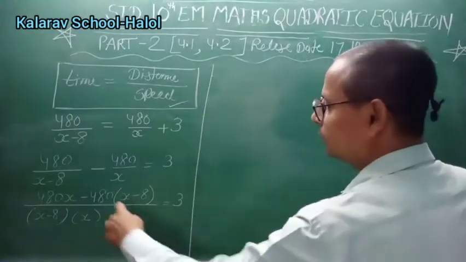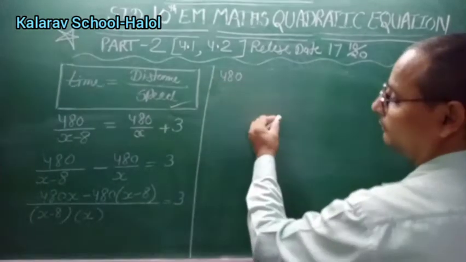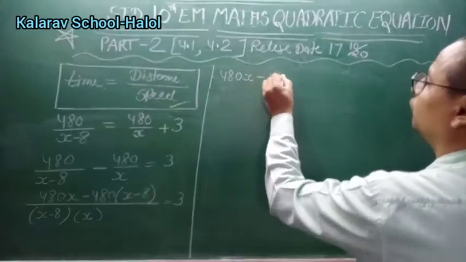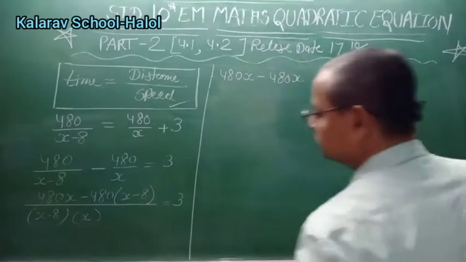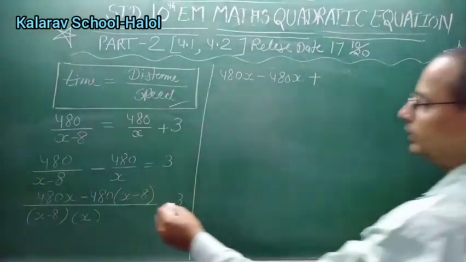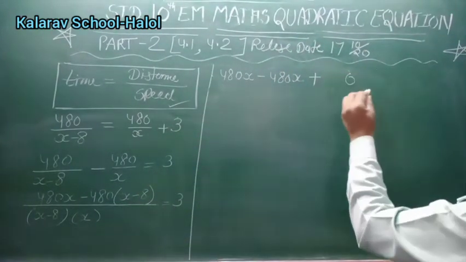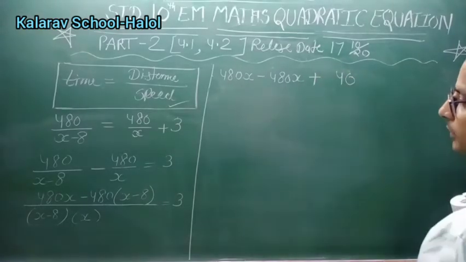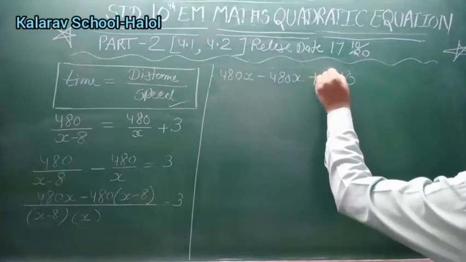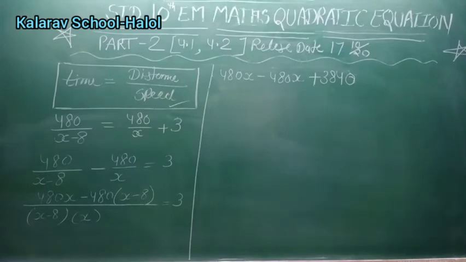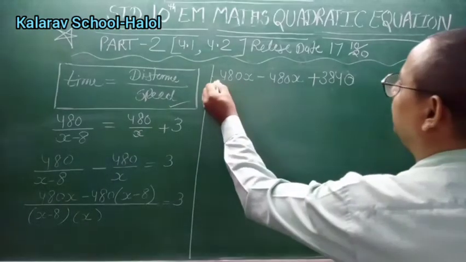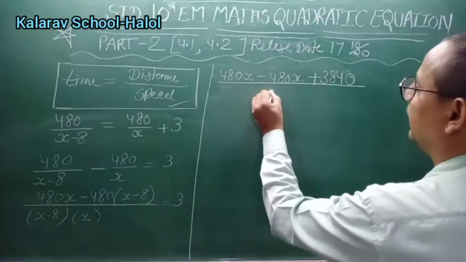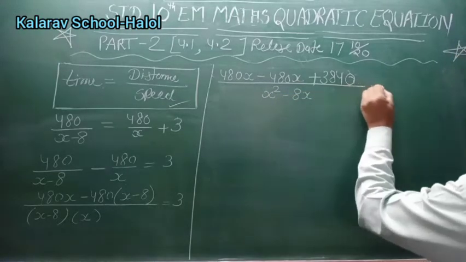Okay, open the bracket, 480x minus 480x, when you multiply this 480 by this, it will become 480x, minus into minus plus, now multiply 480 by 8, okay, so this is the multiplication, 3840 upon, here also you multiply, so it becomes x square minus 8x equal to 3.